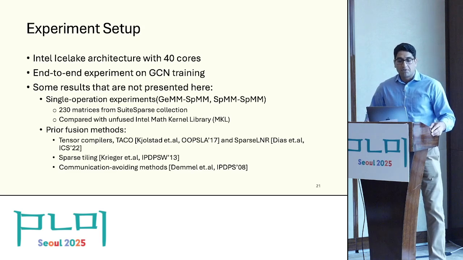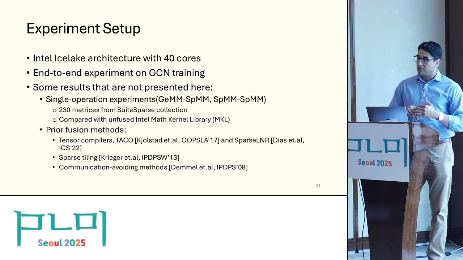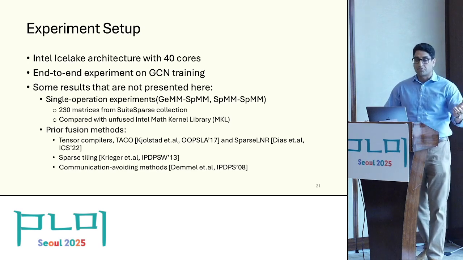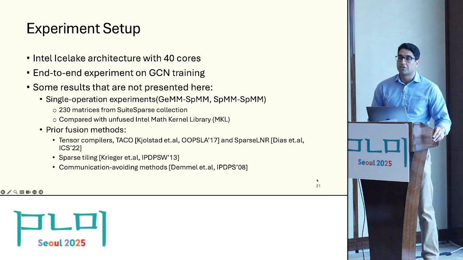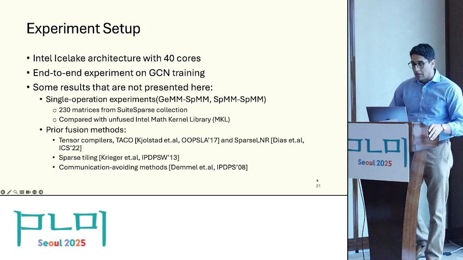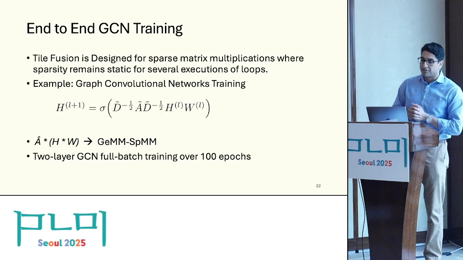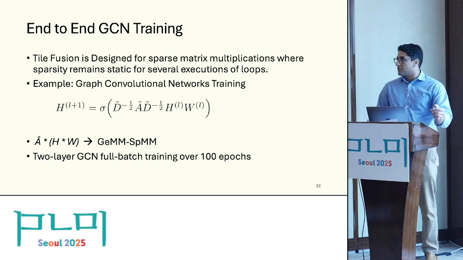The end-to-end experiment on the GCN is what I'm going to show you, but feel free to look at our paper about the SuiteSparse matrices we tested, and also the comparison with prior work like tensor compilers and the sparse tiling and communication avoiding method. Each of them is trying to solve a similar problem, with different limitations and advantages, of course.